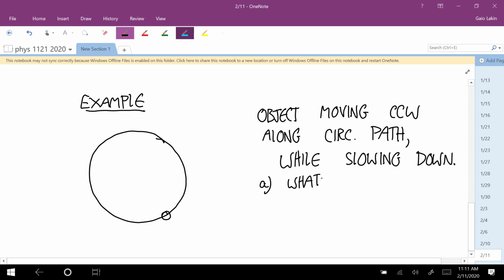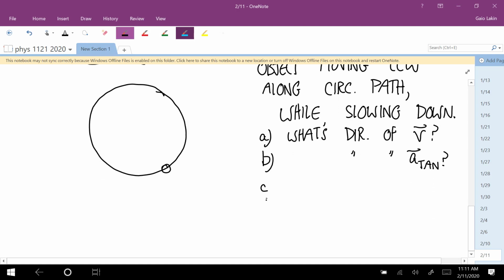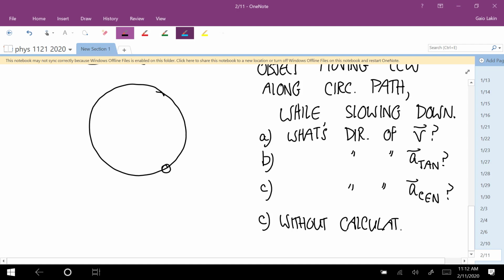So what's the direction of the velocity vector? What's the direction of the tangential acceleration? What's the direction of the centripetal acceleration? And then before we do any calculations, so without calculations, what do we know about the direction of the total acceleration vector?